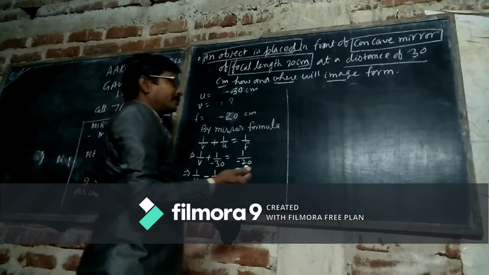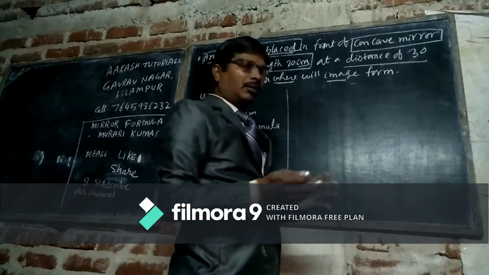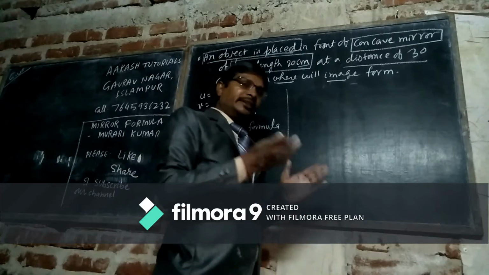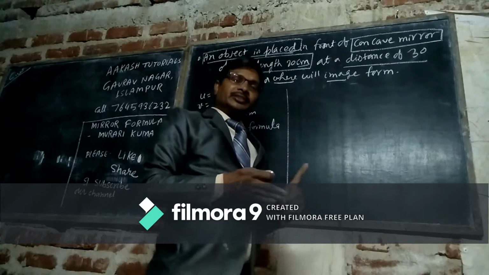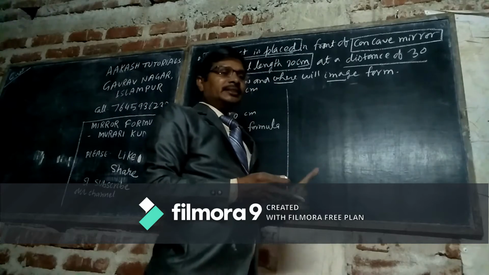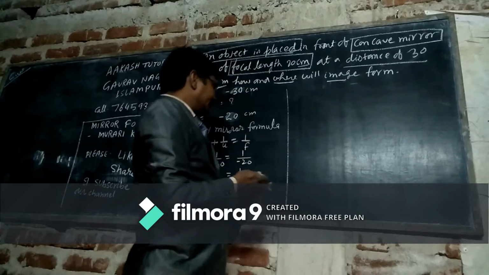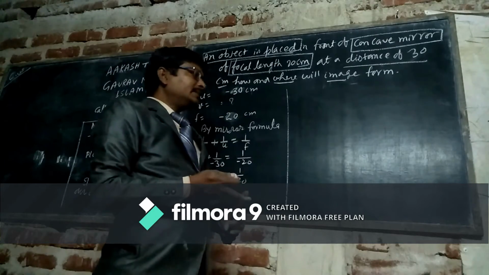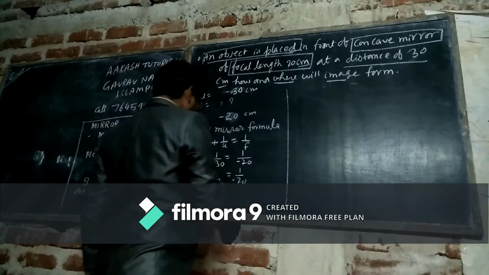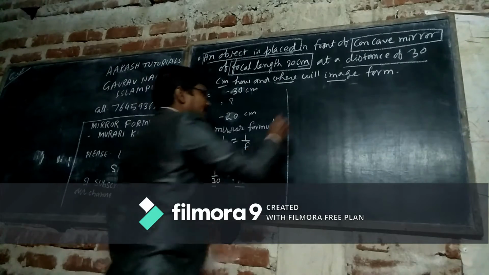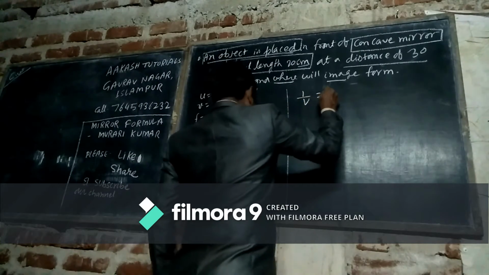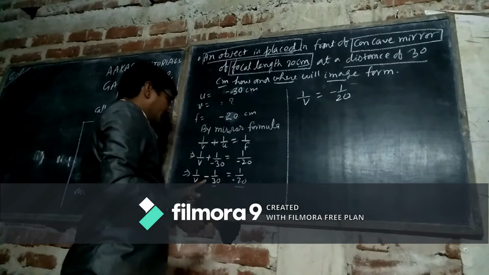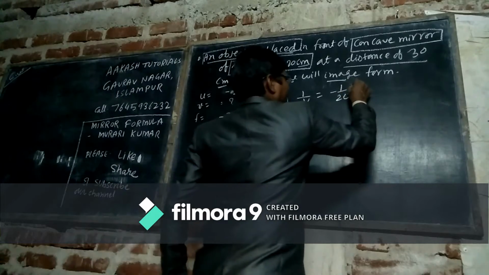Now the next operation, simple. Keep in mind for all the calculations: first, variable to the left, constant to the right. Side change, sign change. So these are constants, 1 upon 30 and 1 upon 20. That is, 1 upon v is equal to minus 1 upon 20. Side change, sign change: opposite of minus is plus, plus 1 upon 30.